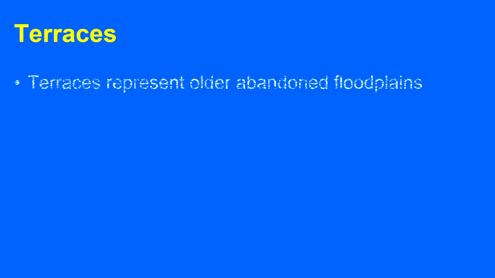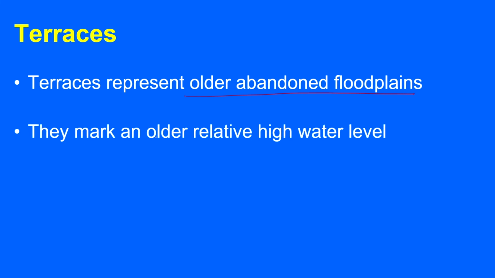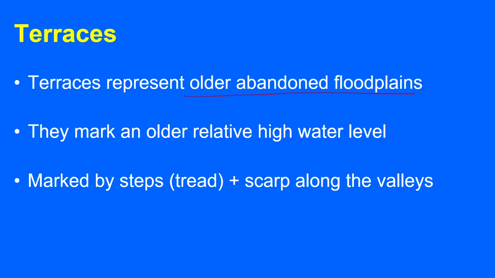Another landform which is again important is your terraces. Okay, which represent the older abandoned alluvial floodplains. Okay, they mark an older relative high water level. That means that the river flowed at that point in the past. Okay, and mark as a step or a scarp. So it will mark something like this. Okay, so you are having a channel here, and it can have multiple terraces. Okay, multiple steps like this.